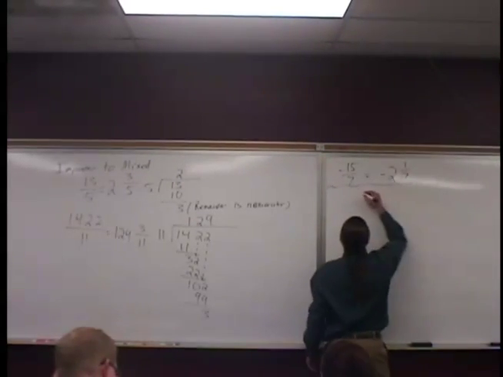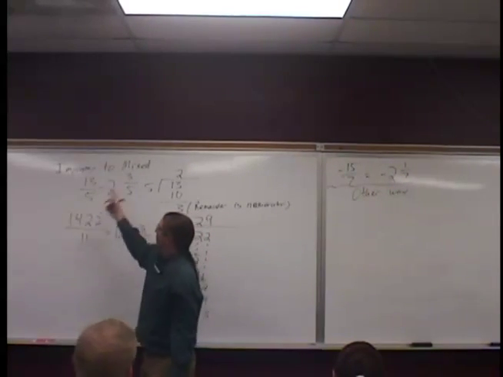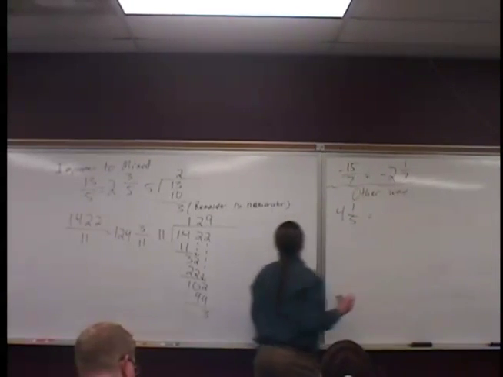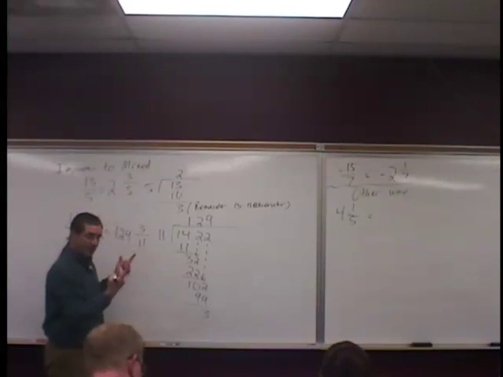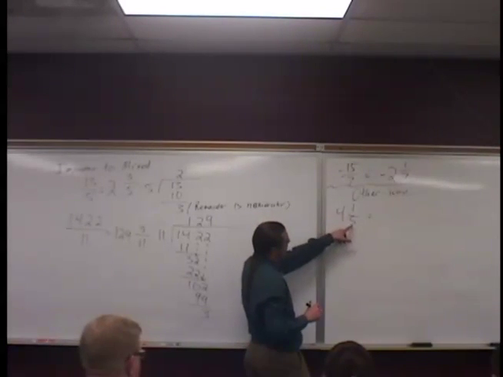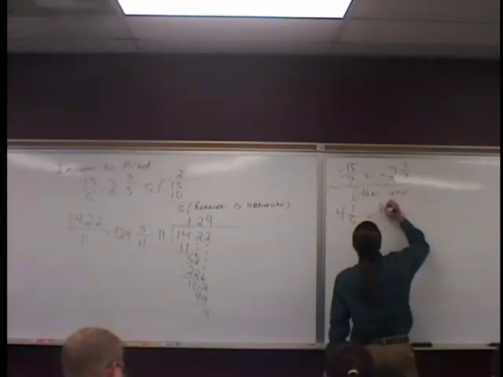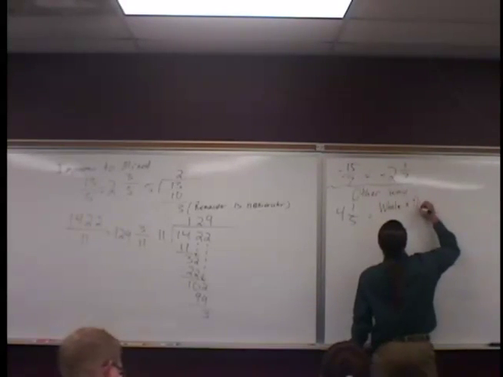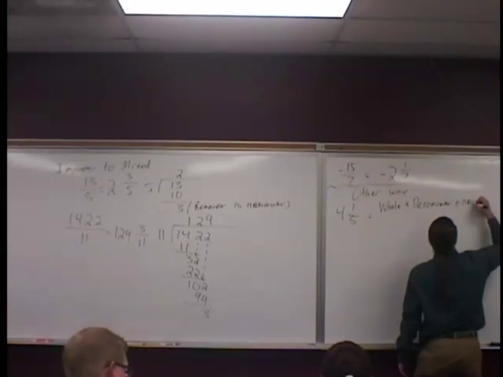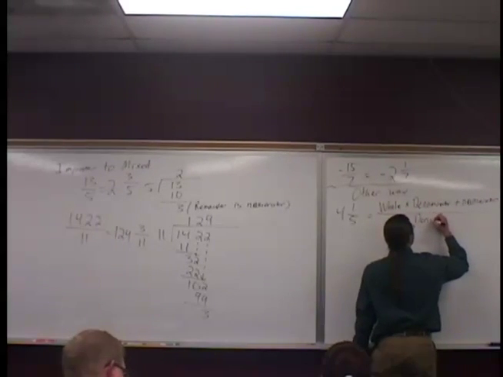Now, how do we go the other direction? From mixed to improper. If you divide one thing, the opposite of division is multiplication. Please note that you multiply whole number times denominator plus numerator. So whole times denominator plus numerator, if I could spell the darn word still, and then remember that the denominator never changes.